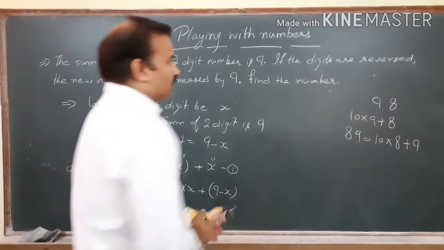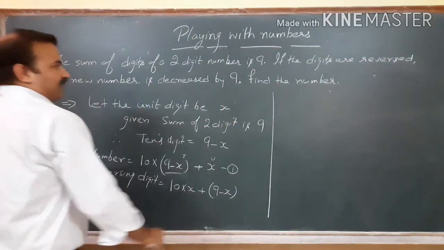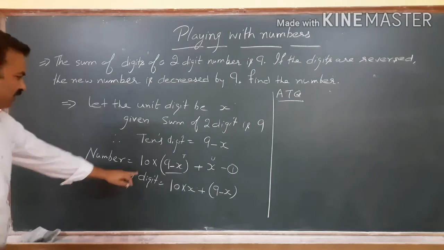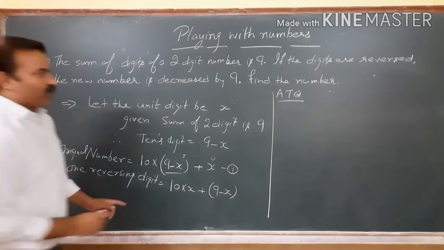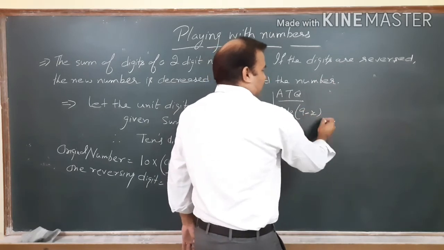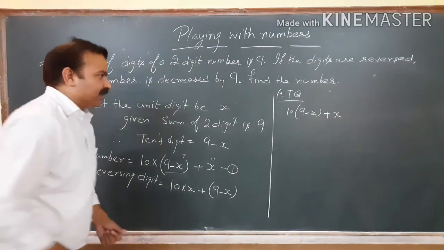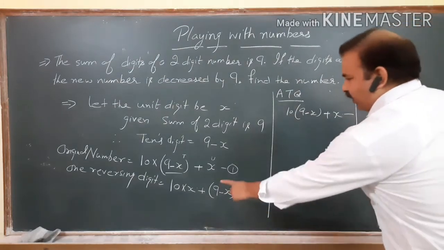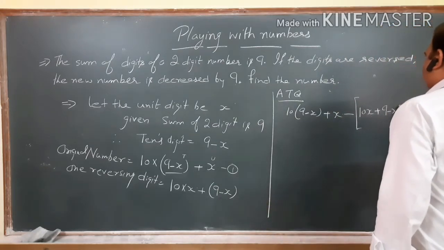Now, according to question, ATQ, the original number, you may write original number, is 10 multiplied by (9 minus x) plus x. This is the original number. Minus, please have a look at this minus sign, and then we'll write in the bracket the reverse of the number: 10 into x is 10x plus 9 minus x.